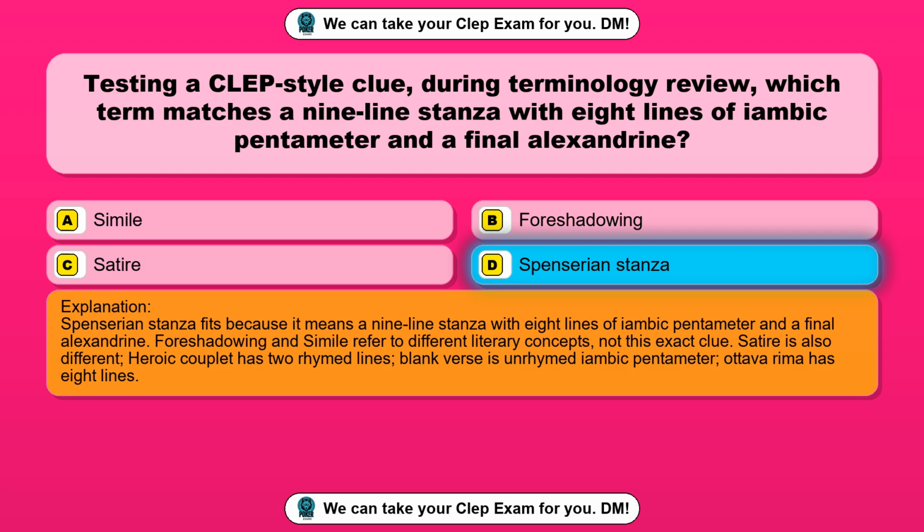Foreshadowing and simile refer to different literary concepts, not this exact clue. Satire is also different. Heroic couplet has 2 rhymed lines. Blank verse is unrhymed iambic pentameter. Ottava rima has 8 lines.